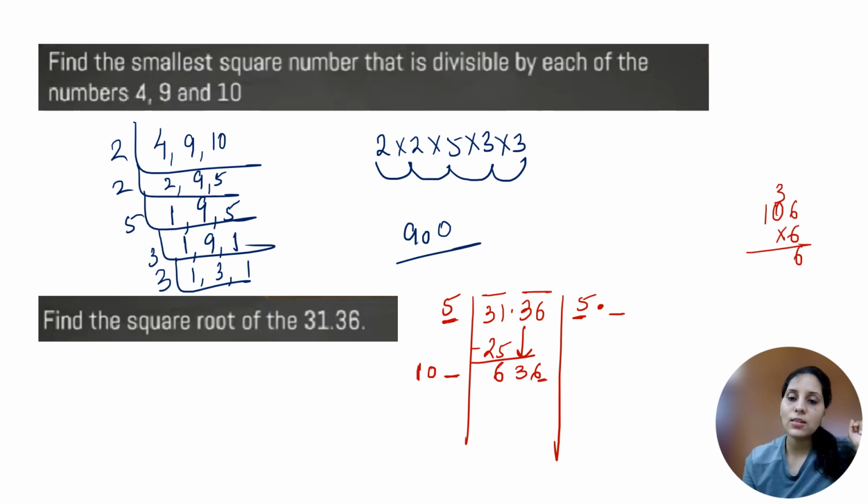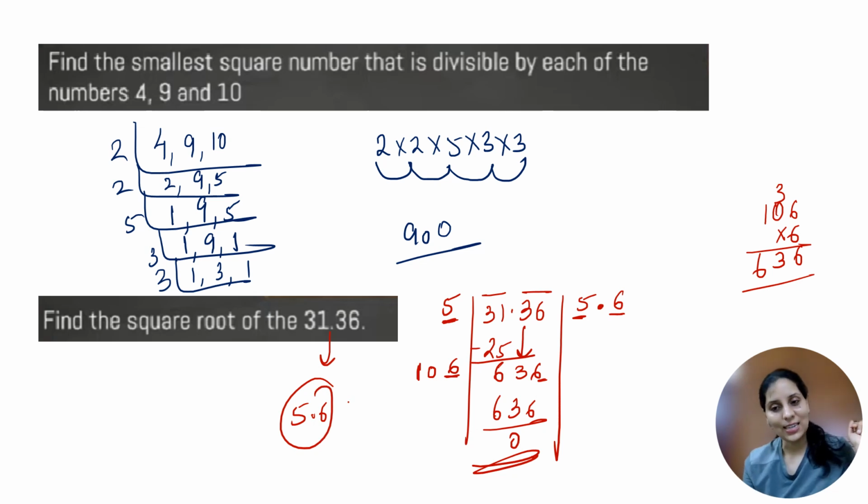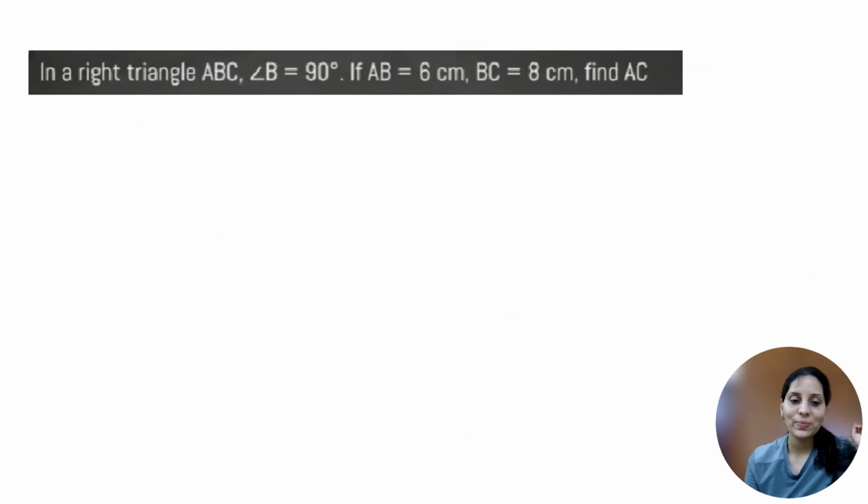6 into 6 is 36, 3 and carry, so 636. So here also 6 and here also 6. It should be the same number. So 106 into 6 is 636 and the remainder is 0. So the square root of this is 5.6. This was long division. Next one.